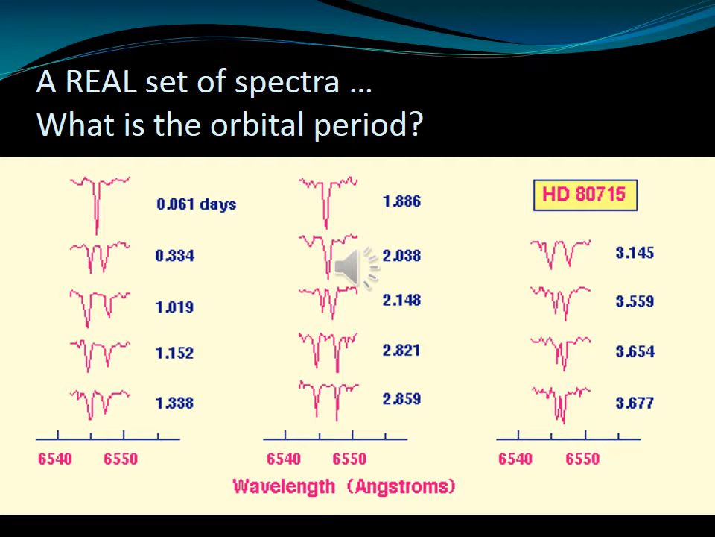And then you keep on going through time, and by the time you get to 1.886 days, the spectral features have come back together and merged. And then you go through time some more, and then they split again. And then you keep going through time, and you get down to that bottom right panel, and it looks like they're about to merge again. So, looking at this, what is the orbital period for this particular spectroscopic binary?